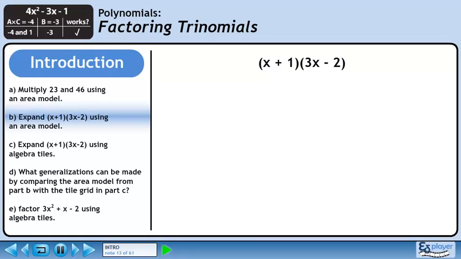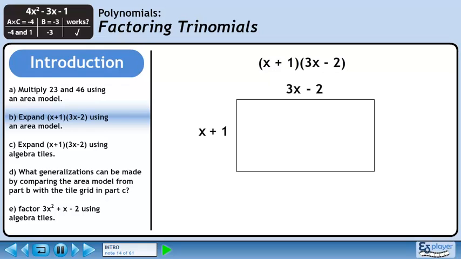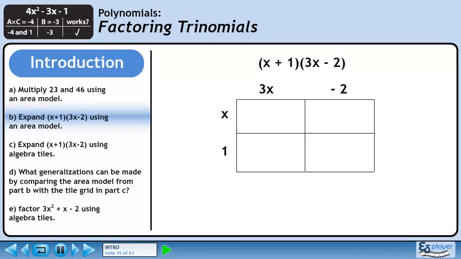In part B, we will use an area model to find the product of x plus 1 and 3x minus 2. The width of the rectangle is x plus 1 units and the length is 3x minus 2 units. Split the side of the rectangle to x and 1. Split the top of the rectangle to 3x and minus 2.